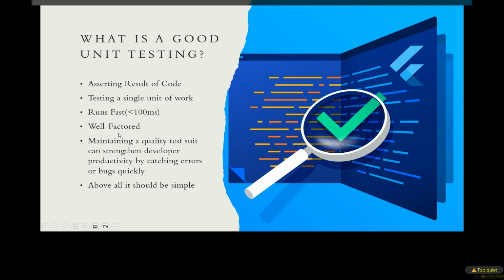And you also want it to be well factored. What I mean by that is you want it to be well structured, readable, easy to understand. Once somebody looks at your code, they can see what it is about and how they can work with it, how they can collaborate with you and help solve any bugs or errors in the code. If it is not well structured, it makes it difficult to find where the bug is happening, where it's coming from, or what the issue is and how to solve it. You also want to maintain a quality test suite to strengthen developer productivity by catching errors and bugs quickly.